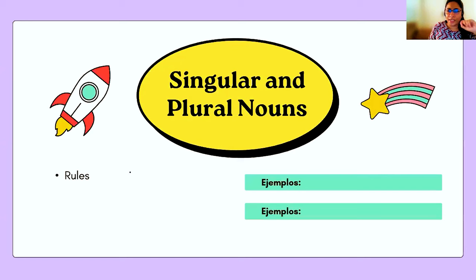Now, very simple, the last part of today's session is how to convert a noun from singular to plural and vice versa. We just have three rules, very simple rules.